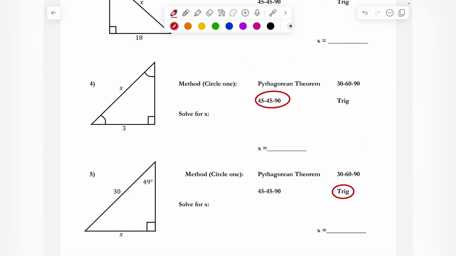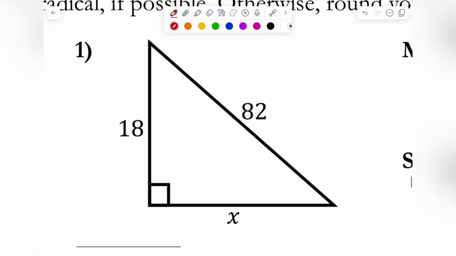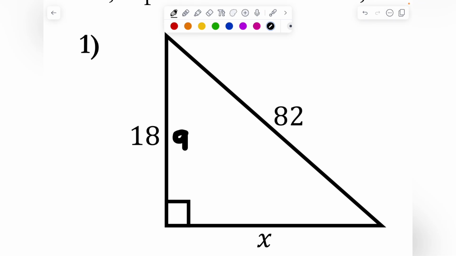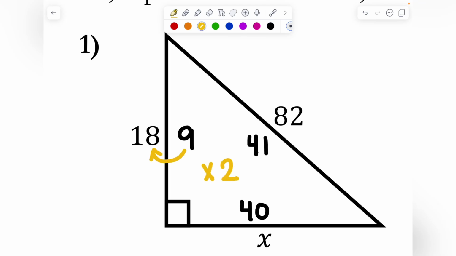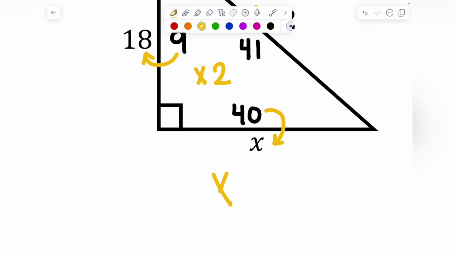All right, so let's go back and solve for these missing sides. First one, Pythagorean theorem. Now, you might notice that this is a triple, okay? So this is a 9, 40, 41, but it's a 9, 40, 41 times 2. 9 times 2 gives me 18. 41 times 2 gives me 82. So 40 times 2 gives me my answer, which is 80.